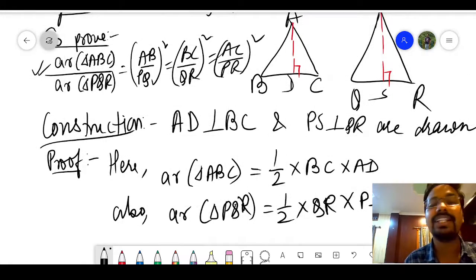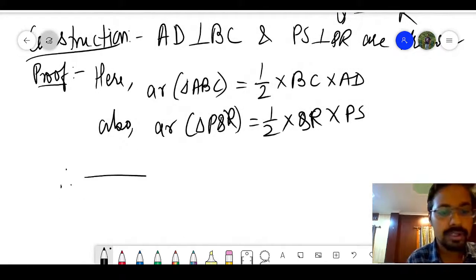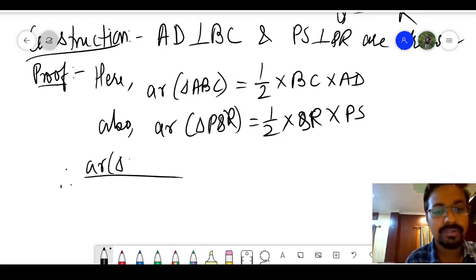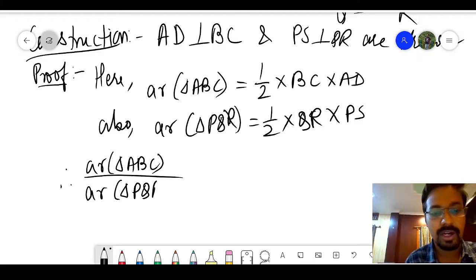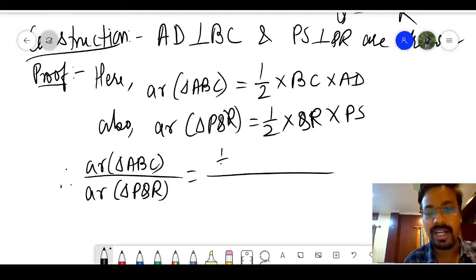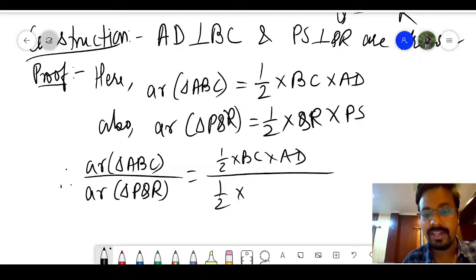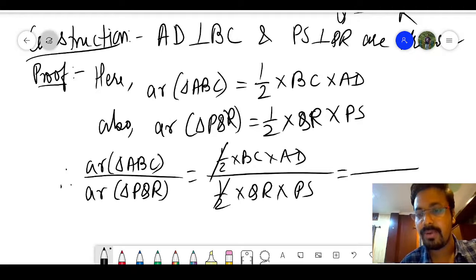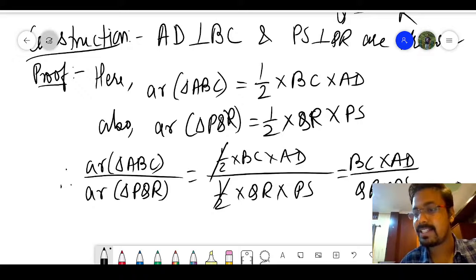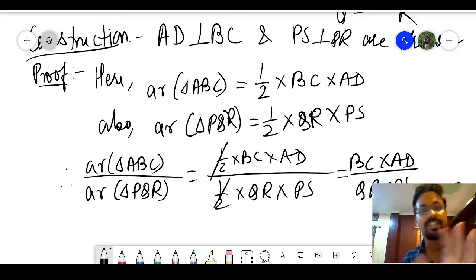Now what do we need? We need the ratio, right? So let us find the ratio, area of triangle ABC by area of triangle PQR. We get half into BC into AD, and here half into QR into PS. The half will cancel, and we get BC into AD by QR into PS. Let's take this as our equation number 1.